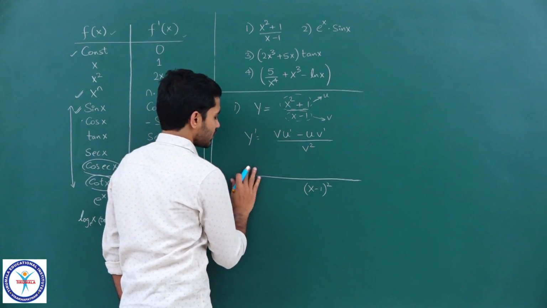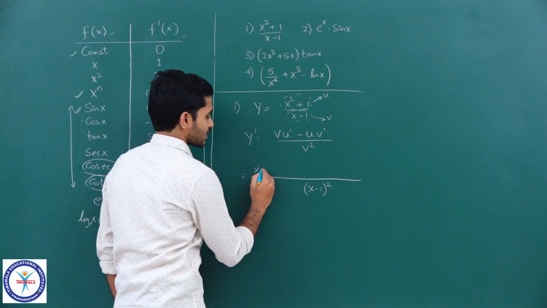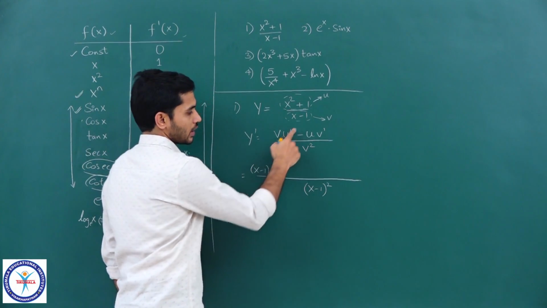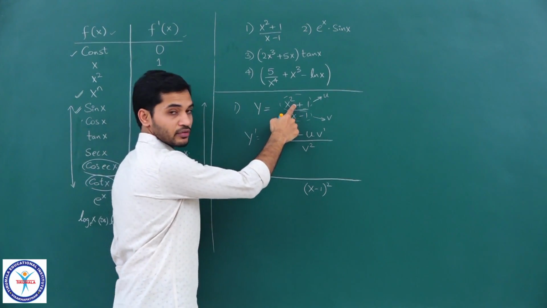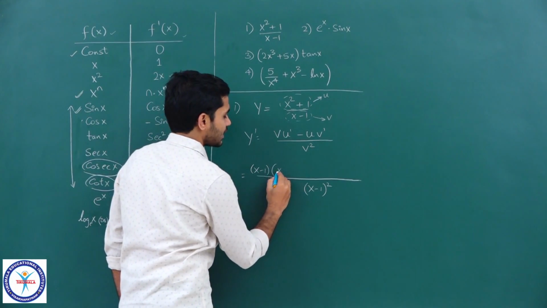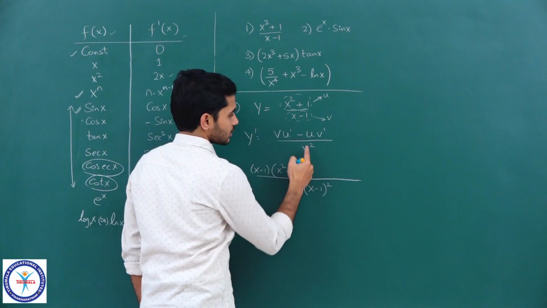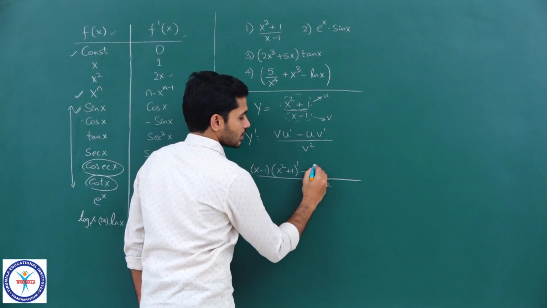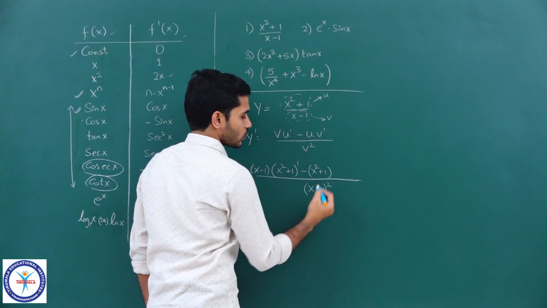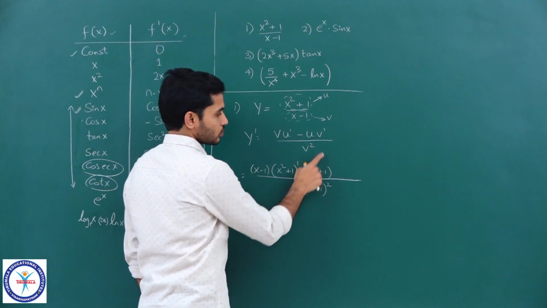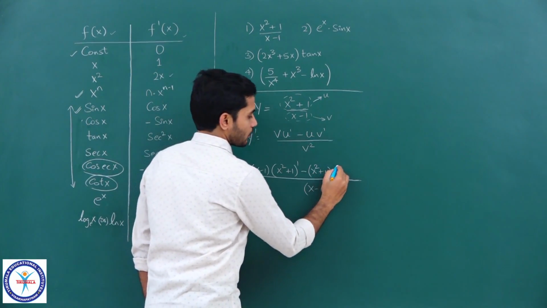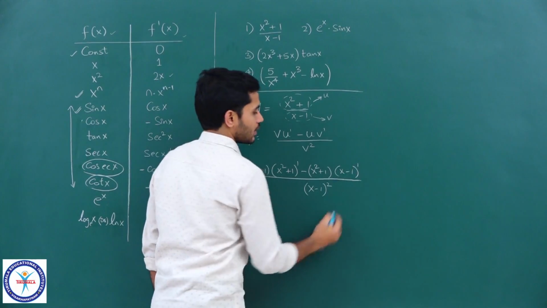So, I will just write it first. So, x minus 1 into u dash means derivative of x square plus 1. So, I will first write it as x square plus 1 dash minus u is the first function which is x square plus 1, correct, into v dash. V dash means this one. So, x minus 1 dash.